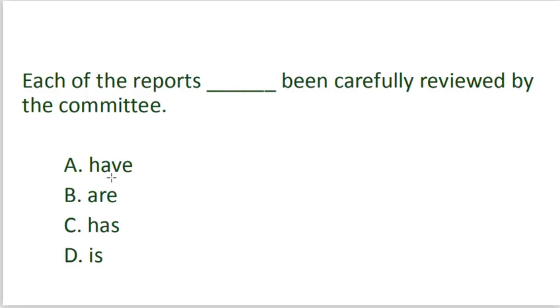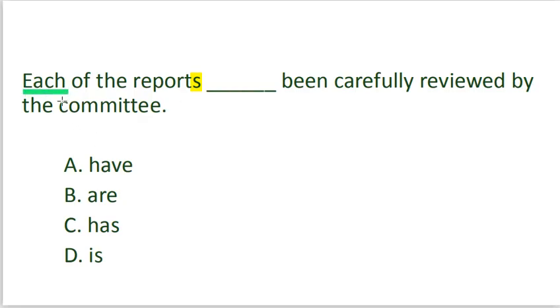A. Have. B. Are. C. Has. D. Is. Now look at the question again. Each of the reports. The reports are more than one. That's why we have reports with S, because the reports are actually more than one. But then each of them, that is every one of the reports. So it means our subject here is singular.